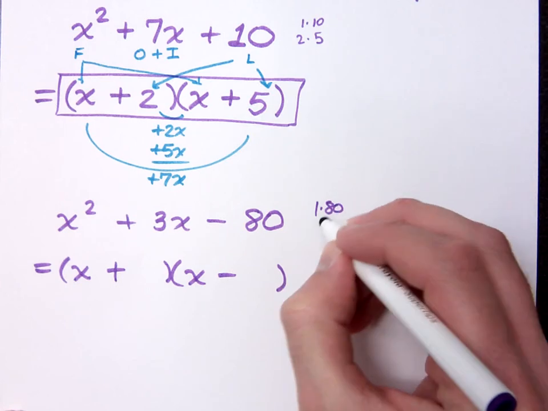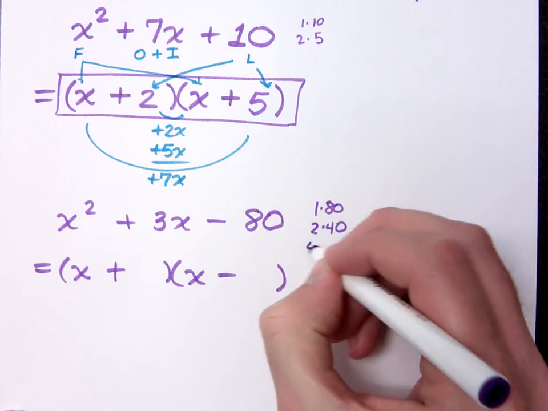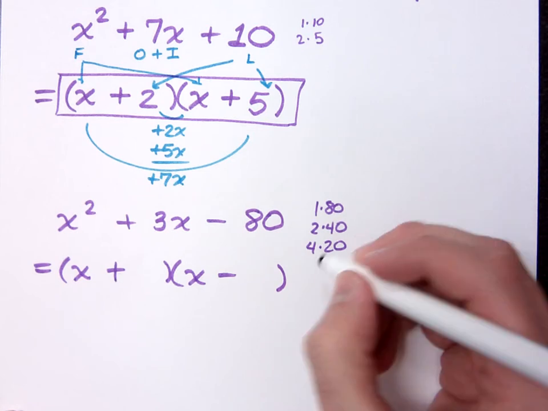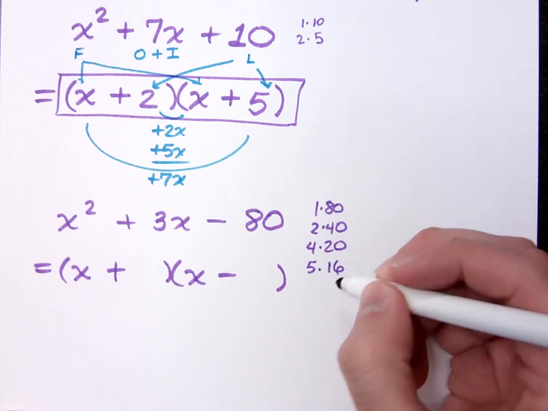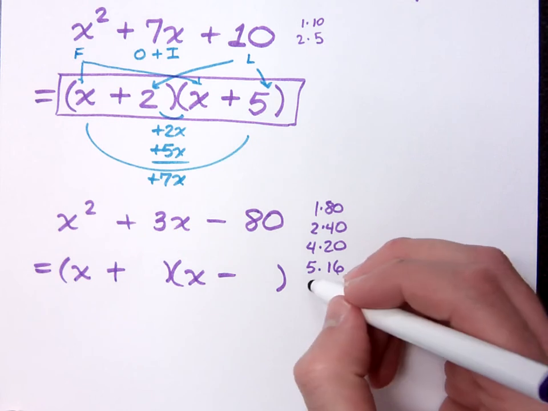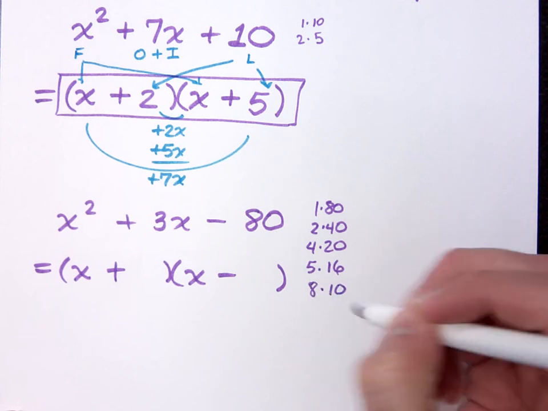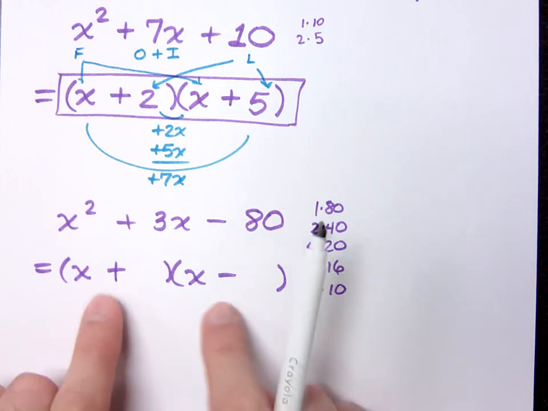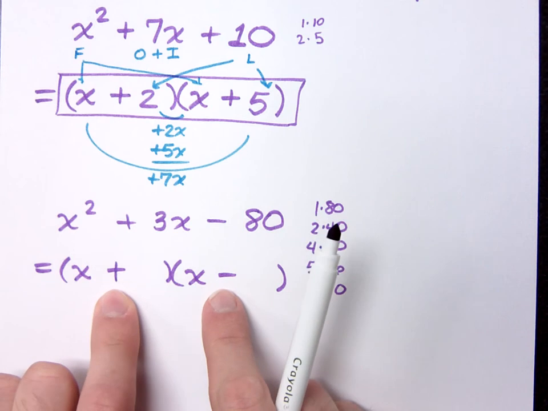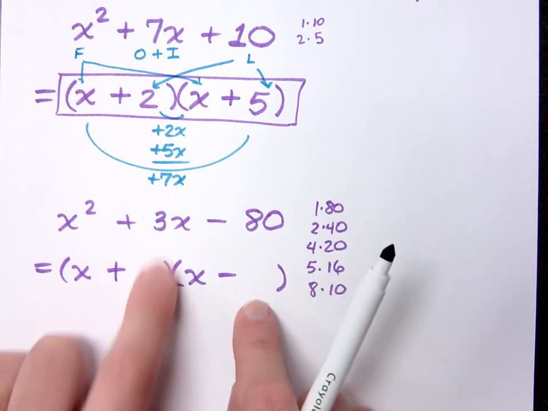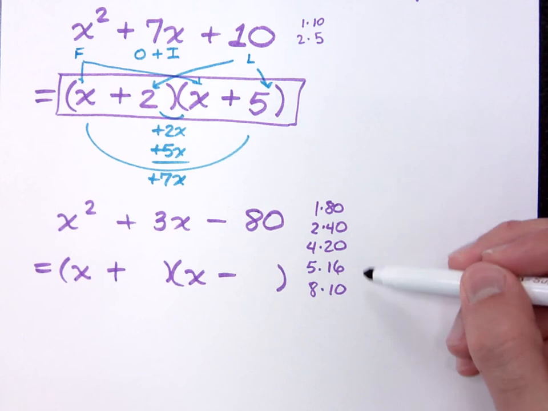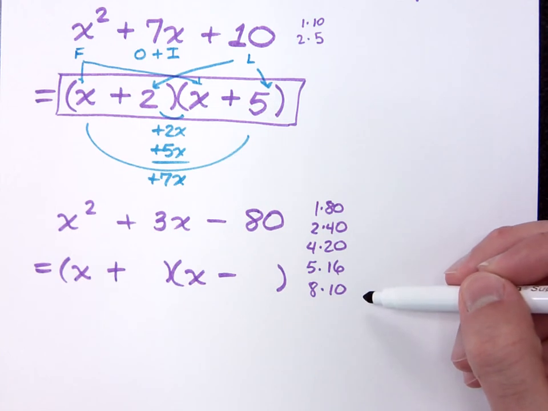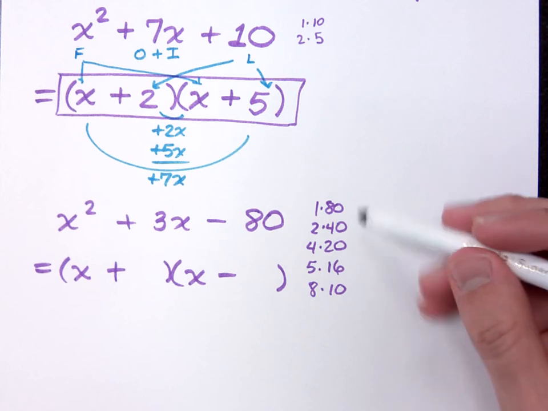You have 1 and 80, 2 and 40, 4 and 20, 5 and 16, 8 and 10. Now the question here is that since these guys have different signs, can I find two numbers that will give me a difference of 3 from what I have over here? Is there any factor pair that's going to be off by 3?